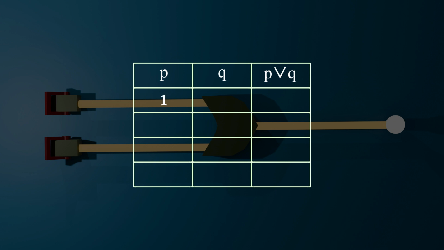When P is true and Q is true, the value of P or Q is true. When P is true and Q is false, the value of P or Q is true. When P is false and Q is true, the value of P or Q is true. When P is false and Q is false, the value of P or Q is false.